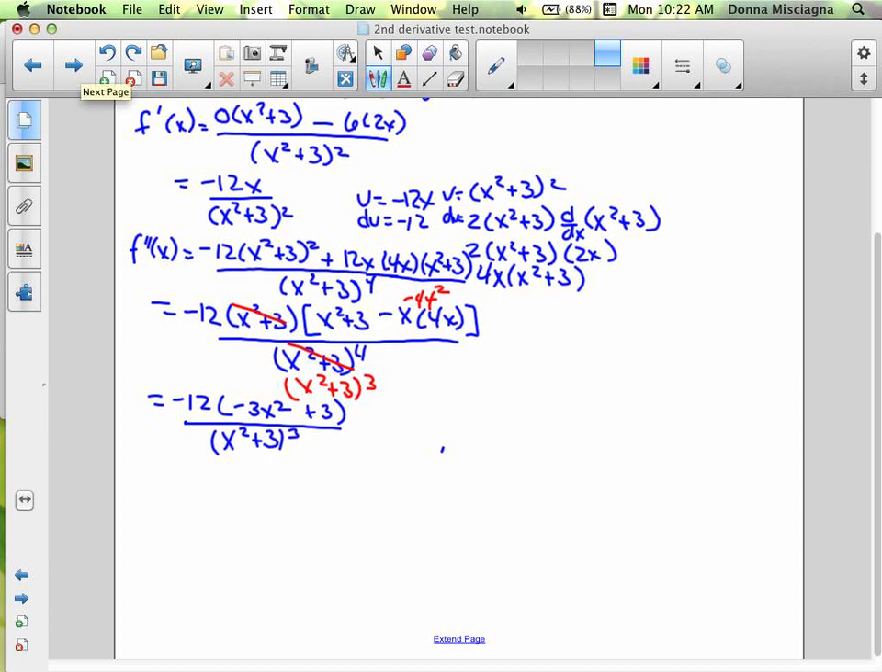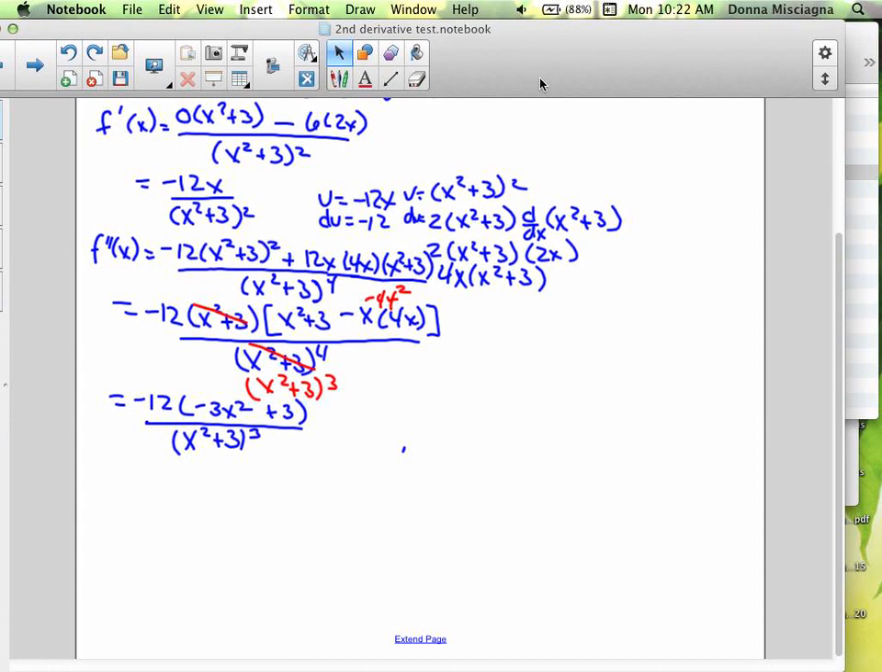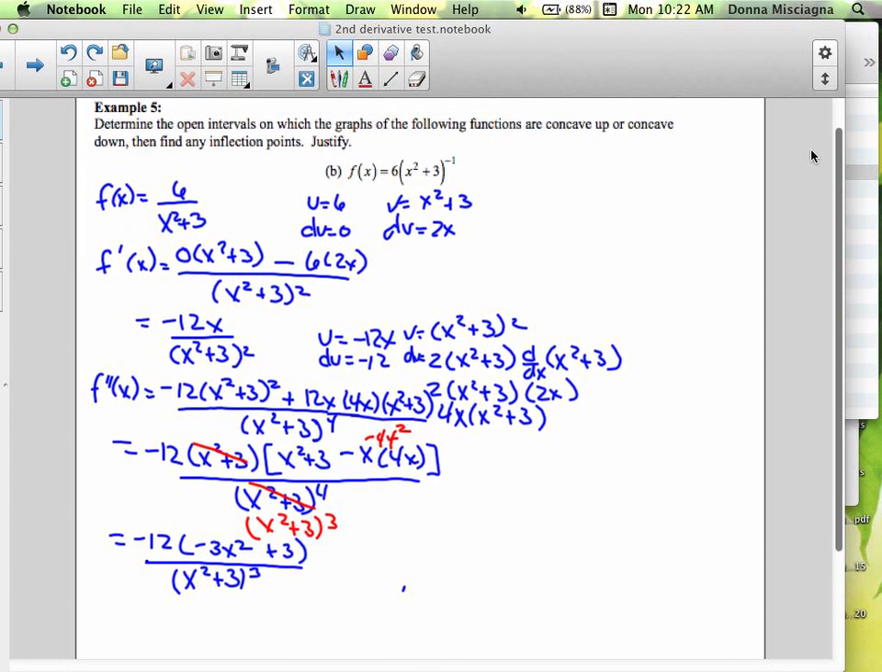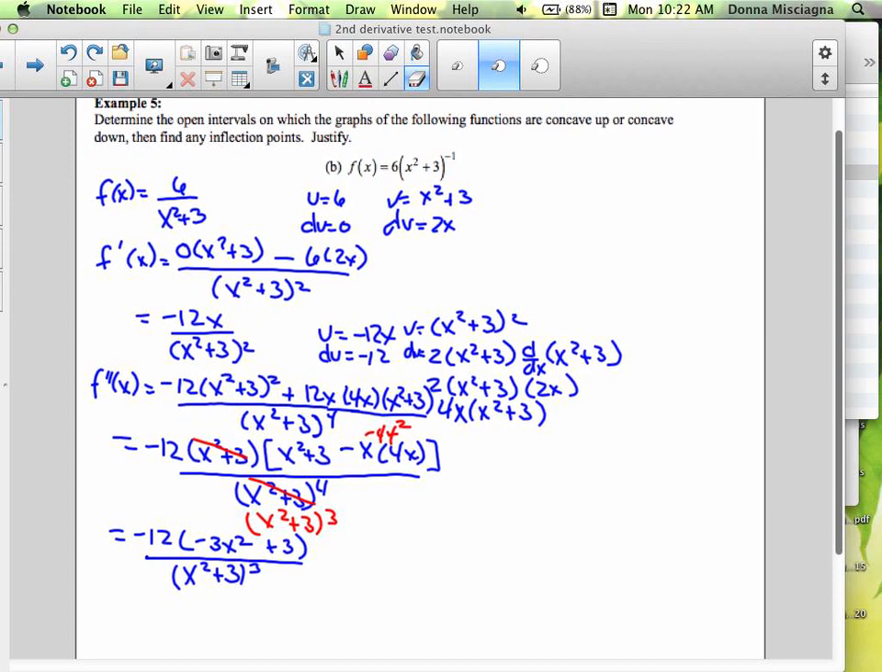All right. So now our next step, that was step 1. This one has a long step 1. Step 2 is to set that equal to 0. So we have two things to consider. We have to set the numerator equal to 0 and the denominator equal to 0. Where the numerator is equal to 0, that's where f double prime of x equals 0. Where the denominator equals 0, that's where f double prime is undefined.